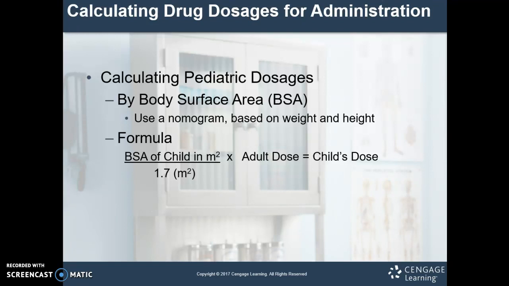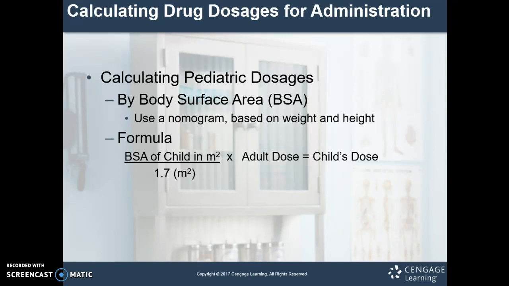Okay, so calculating pediatric dosages. This is where we want to be super careful, get stuff double-checked, and always make sure that the dose makes sense for our little ones. So we can use body surface area, which is basically a calculation of how much area there is for the child's body. This can be used for infants and children up to 12 years of age. And we generally use a nomogram that is a graph that illustrates the relationship between two known values, so in this case, height and weight. Where the numbers intersect is the body surface area for that child.